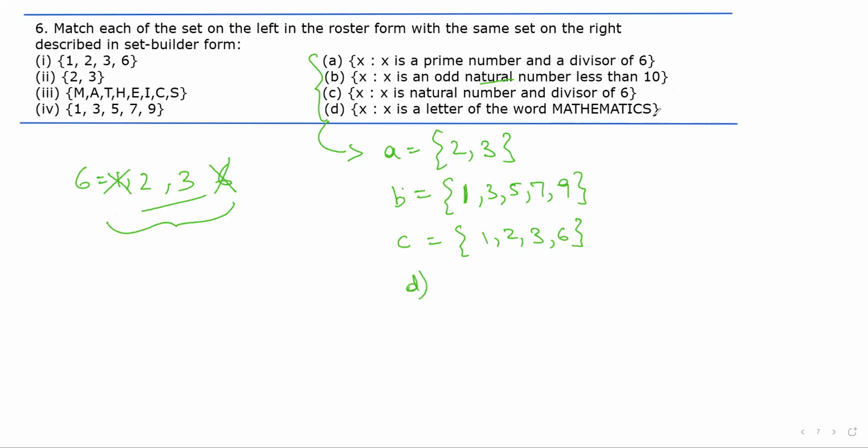D is x is a letter in the word mathematics. So D is equal to M, A, T, H, E. M is repeated, A is repeated, T is repeated, I, C, S.